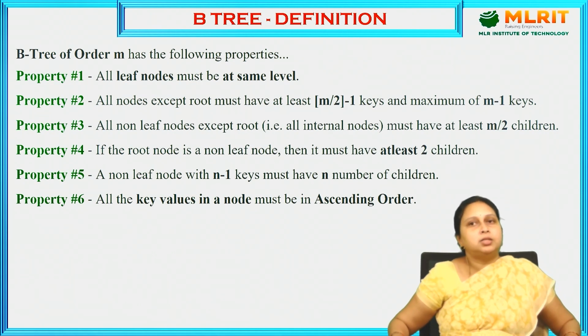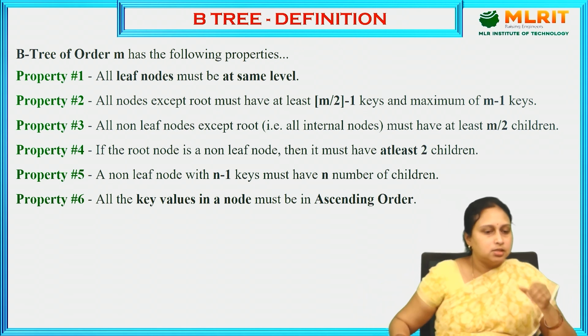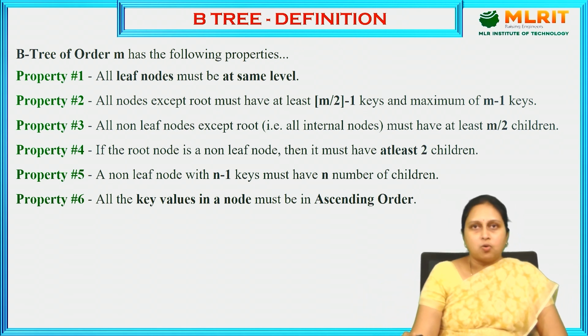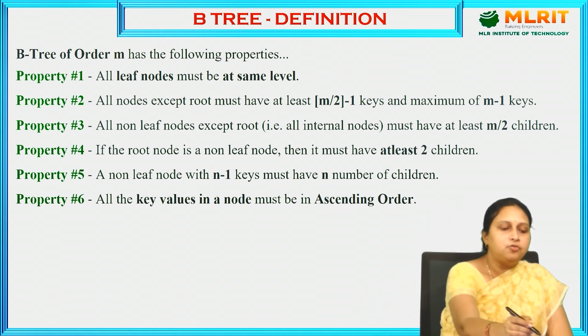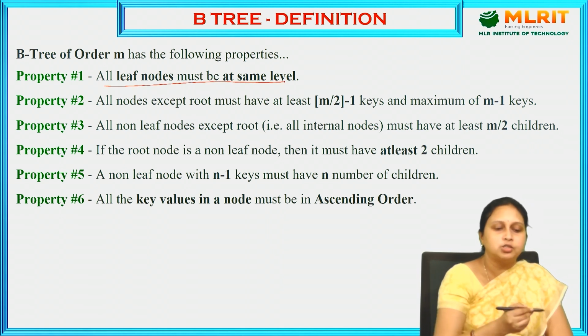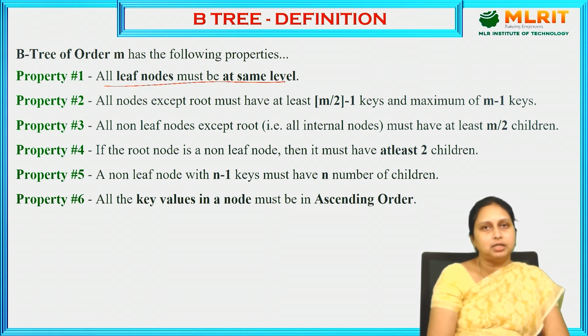And these are some of the properties of B trees. You need to check all these properties, right? The first property of a B tree is that all leaf nodes must be at the same level.